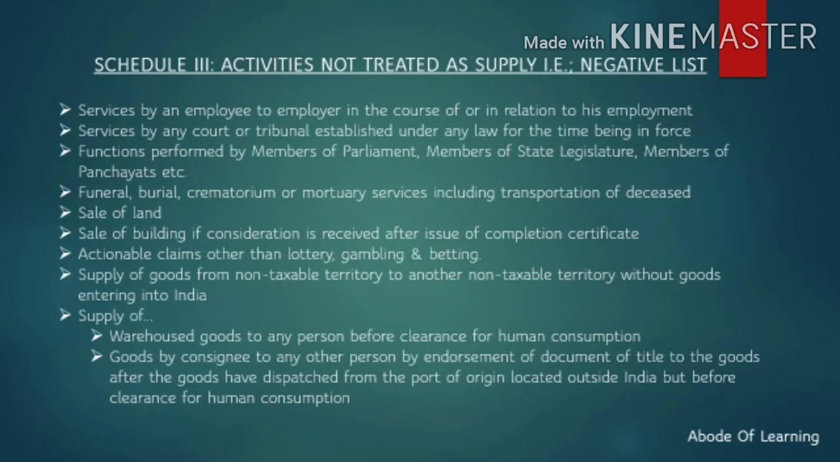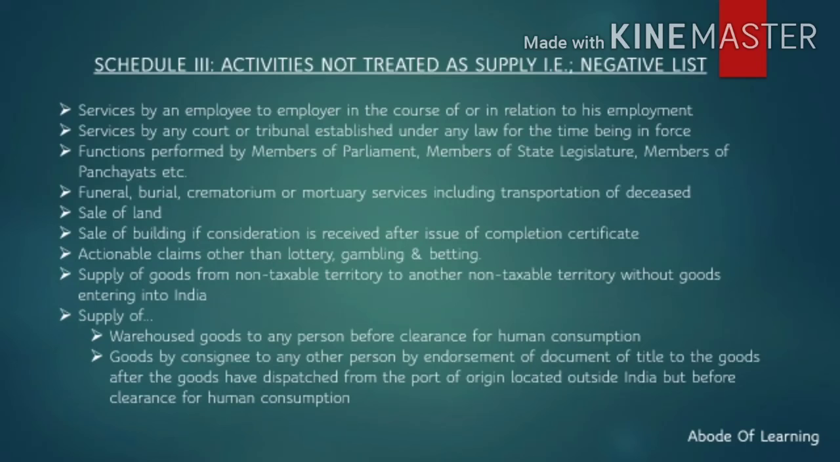Next one is actionable claims other than lottery, gambling, betting. While explaining the definition of goods, I have told that lottery, gambling, and betting, these three actionable claims will be considered as goods under GST, whereas any other actionable claims apart from these three won't be considered as a supply.